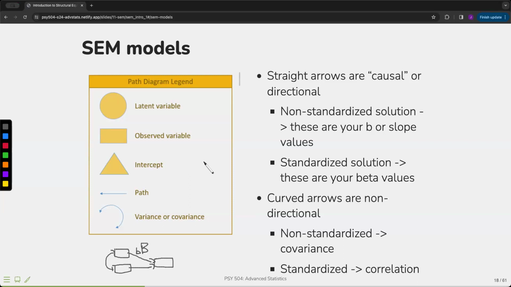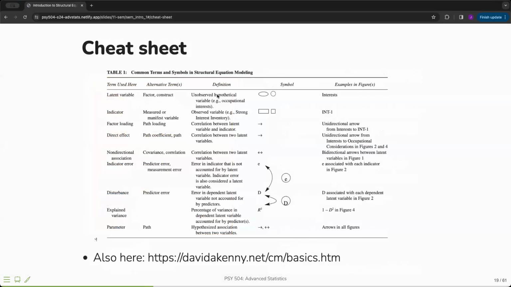Questions so far? Lots of symbols, concepts, terms. So I have a little cheat sheet here that has some common terms and symbols. So if you're going to be doing structural equation modeling sometime in your life and you want to refer back to this, there's a whole list of terms and also what these symbols mean. And I've also linked to a website by David Kenny, who talks about the basics of structural equation modeling. And I think he does a really good job introducing these terms and explaining structural equation modeling. So I definitely recommend looking at that website if you have any questions about SEM.